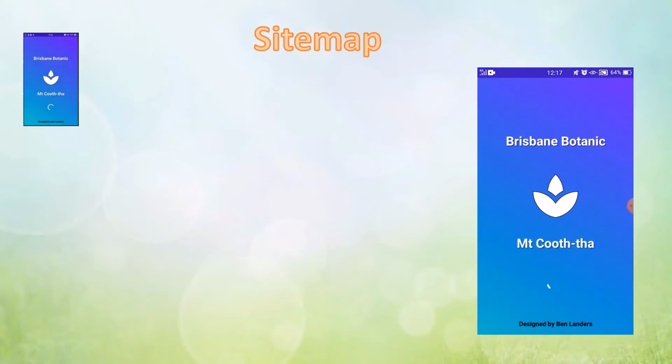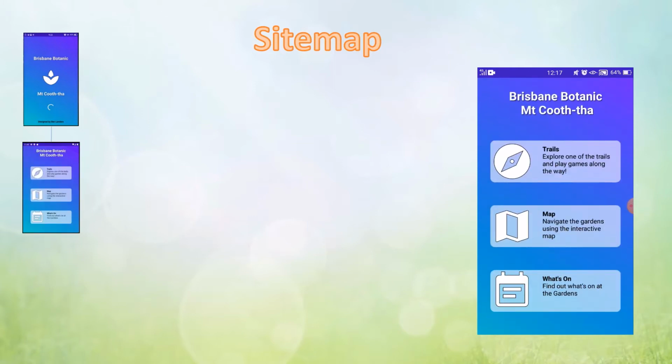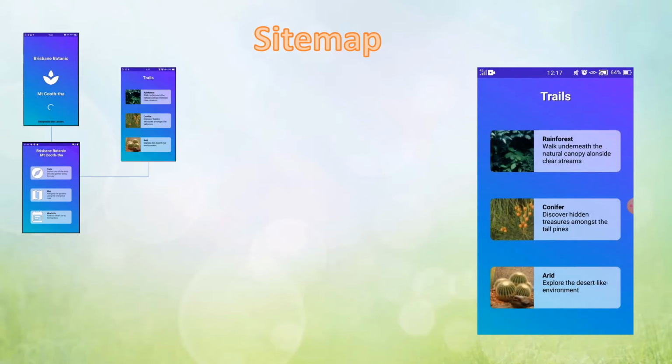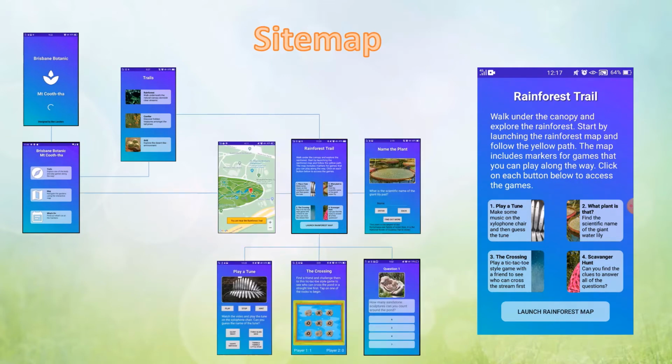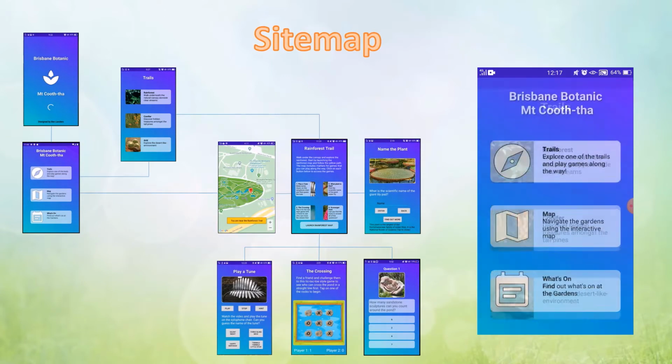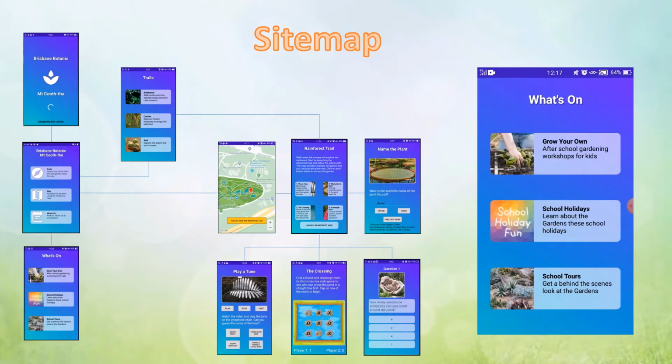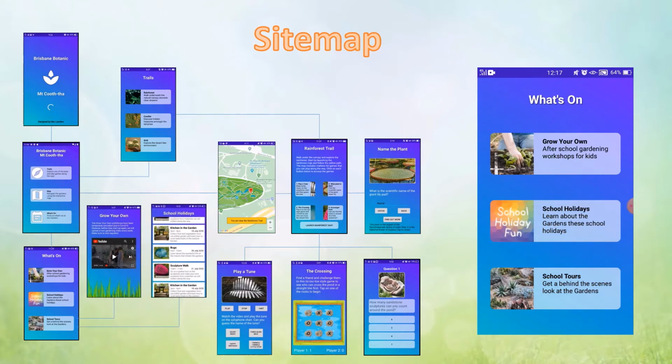The app opens with a splash page and users are then taken to the home page where there's a button for trails, map and what's on. The trails page includes buttons for rainforest, conifer and arid trails. The rainforest trail features 4 games as well as a map that users can use to navigate the rainforest trail. From the What's On button, users can navigate to pages including Grow Your Own, School Holidays and School Tours.